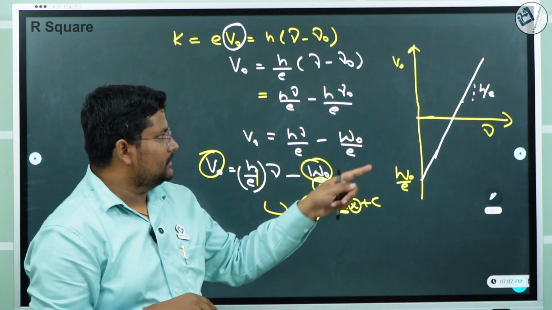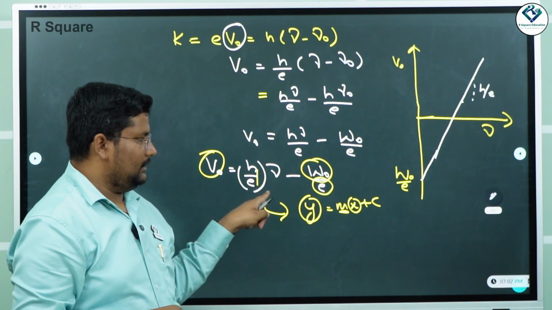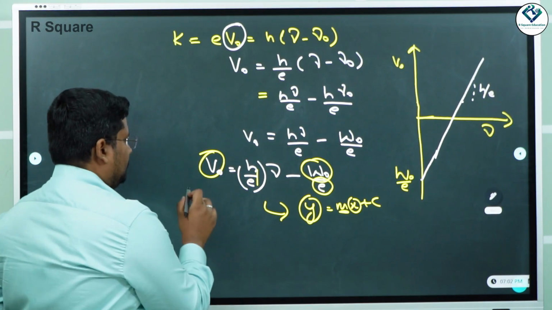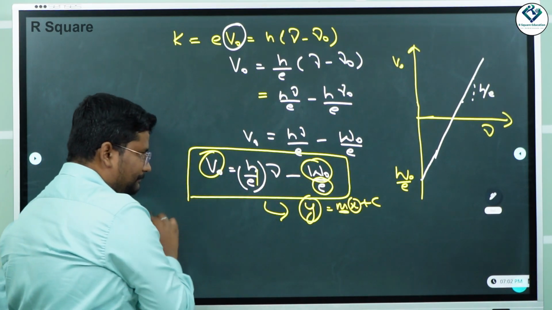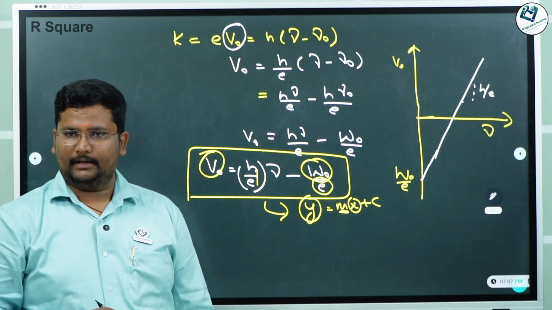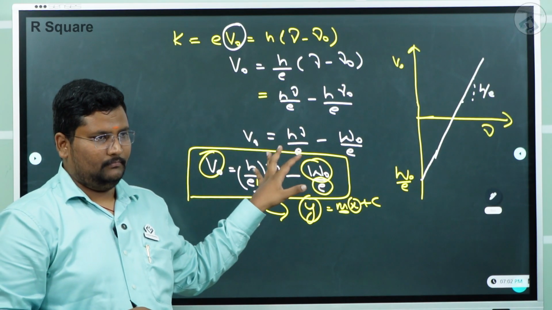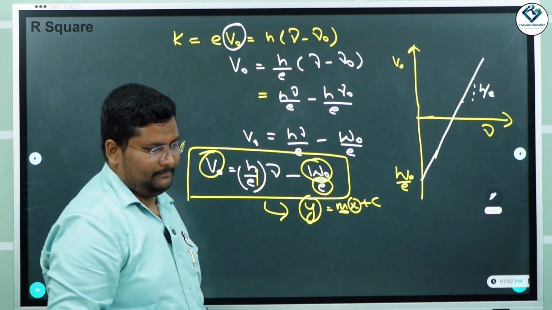Yes. So the equation is going to be what? H by E nu minus W naught by E. So this is nothing but the stopping potentials equation. The respective graph is going to be like that. Okay, so this is going to hold good for any kind of metal. Is that clear? Right? Yes.